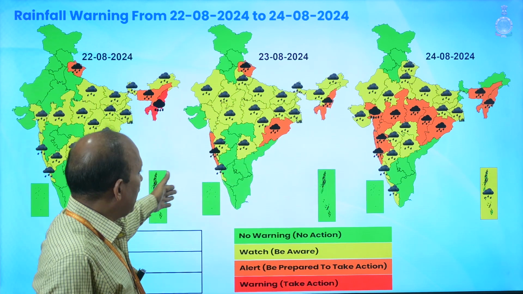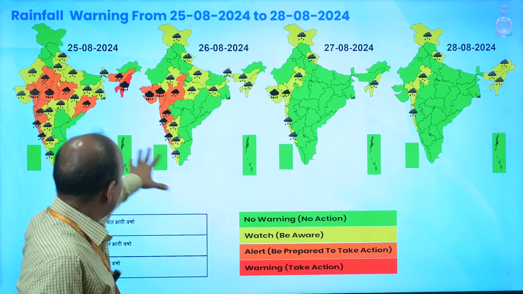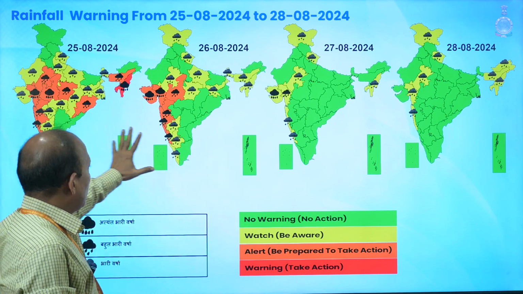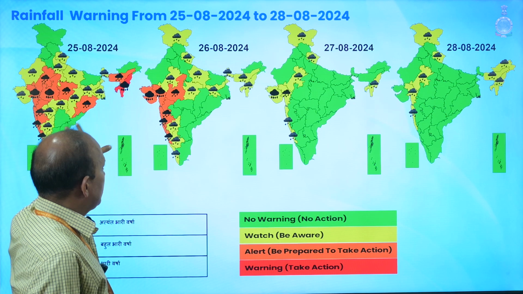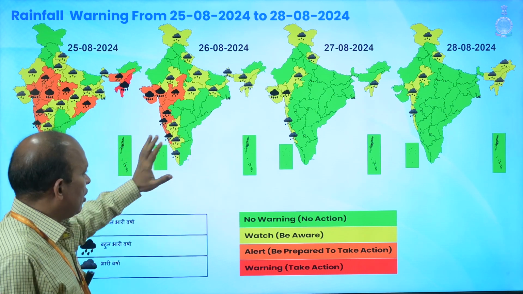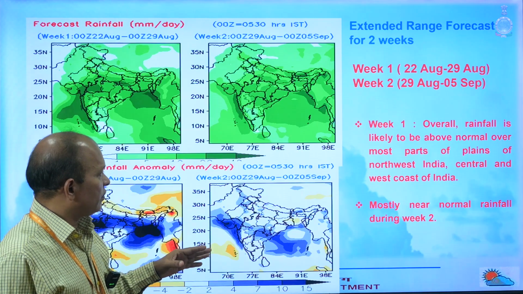On 24th and 25th, if you see, that warning is still prevailing, but gradually the rainfall belt is moving toward the west, and on 26th our orange warning is still there. That's why we have given that orange warning. But in the subsequent 2 days, the rainfall will decrease over many parts of the country.